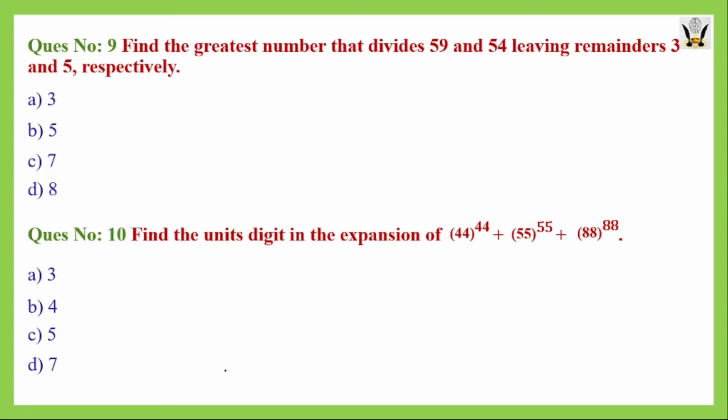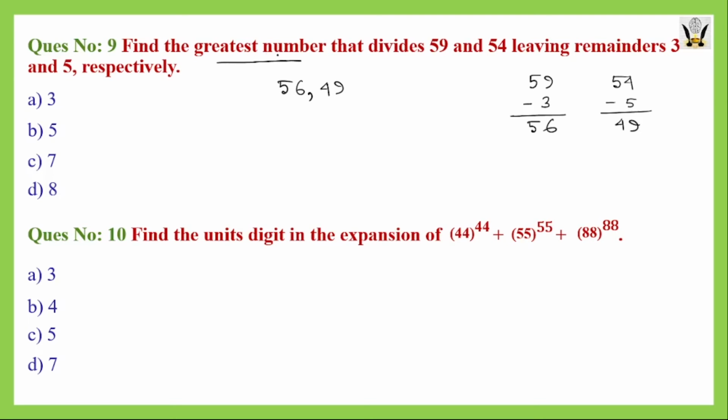That means the greatest number that we need to find, if we divide 59 and 54 by that number, they will not be completely divisible, they will leave some remainders. So at the beginning, if we subtract those remainders, then the numbers that we get will be completely divisible by the greatest number that we are supposed to find. Now this 56 and 49 will be completely divisible by the greatest number that we are supposed to find.